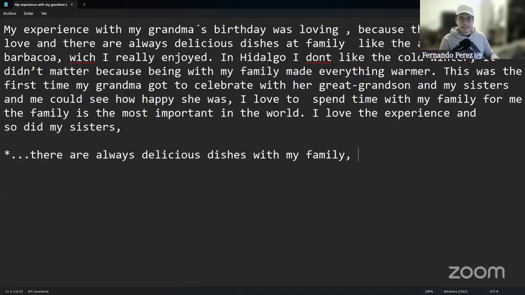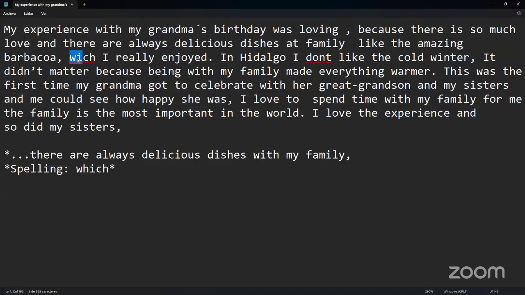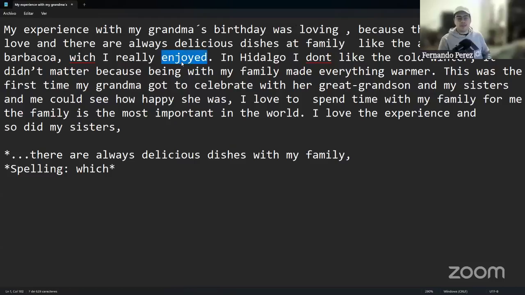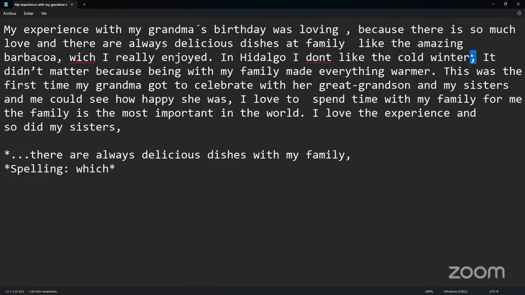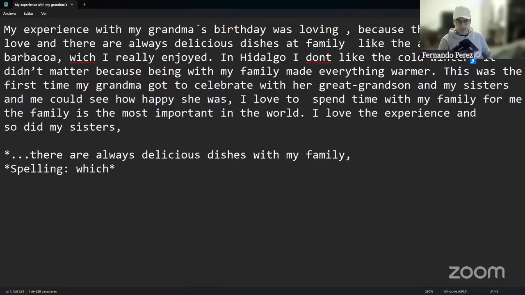Comma, like the amazing barbacoa. Which spelling? W-H. Okay. I really enjoyed it. Perfect. In Hidalgo, I don't like the cold winter. It didn't matter because, period, Karen, no comma. Okay. In Hidalgo, I don't like the cold winter. Period. It didn't matter because being with my family made everything warmer.